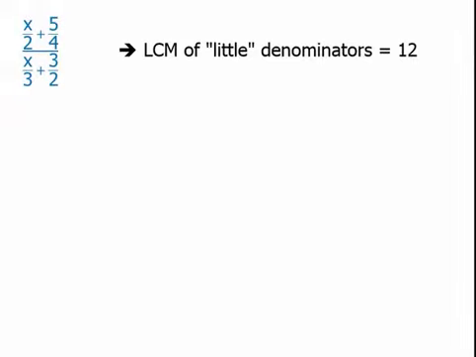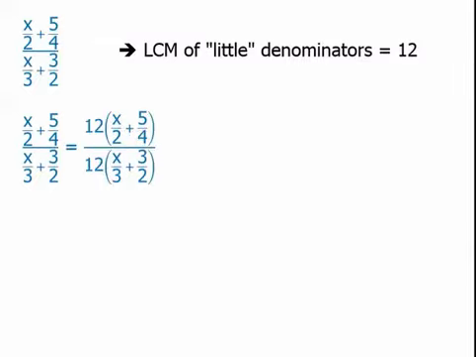So for example, here's our complex fraction, and we want to clear the fractions. We want to simplify this. So the LCM, the least common multiple of the little denominators, is 12. So the little denominators are 2, 4, 3, and 2. The least common multiple is 12. So we're going to multiply the top and bottom of the fraction by 12. When we multiply through, we get 6x plus 15 divided by 4x plus 18.